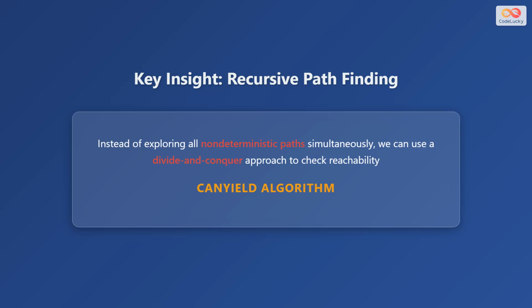The key insight behind Savitch's theorem is the idea of recursive path finding. Instead of exploring all non-deterministic paths simultaneously, we can use a divide-and-conquer approach to check reachability. This approach is embodied in the CANYIELD algorithm.